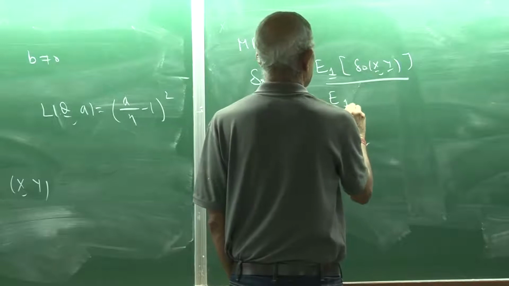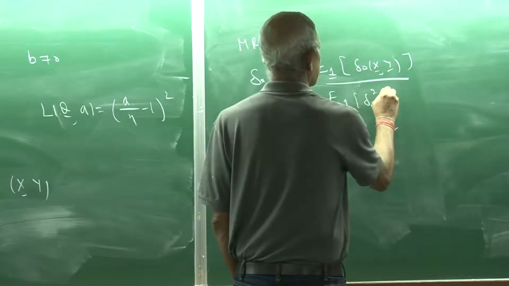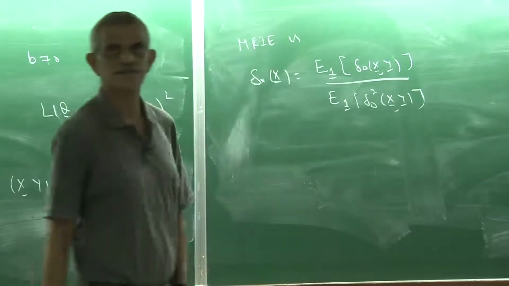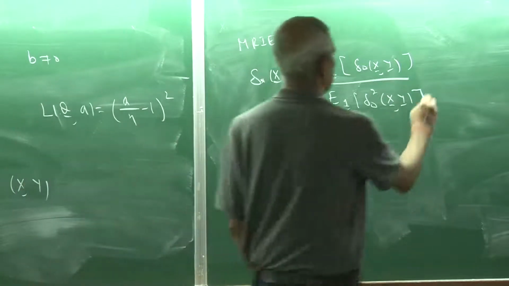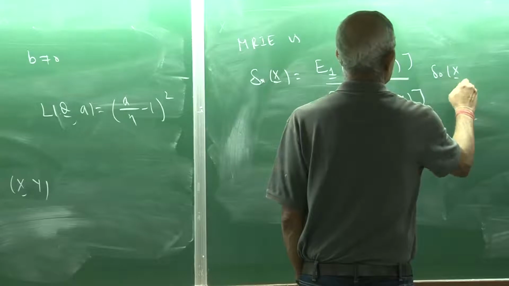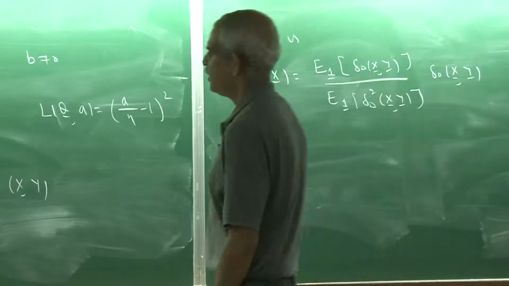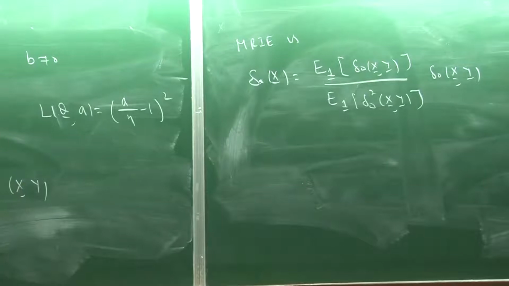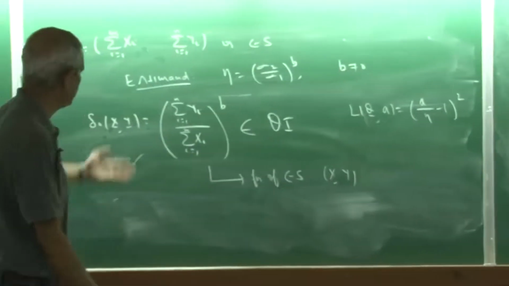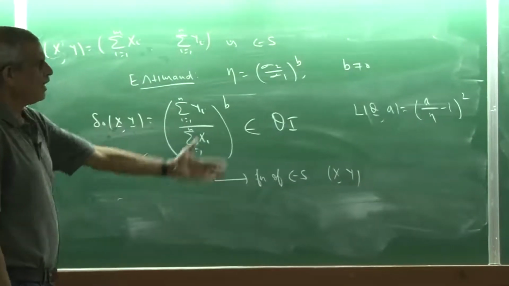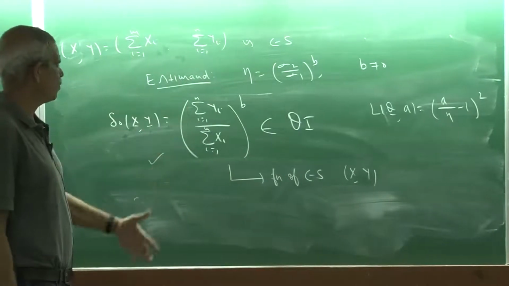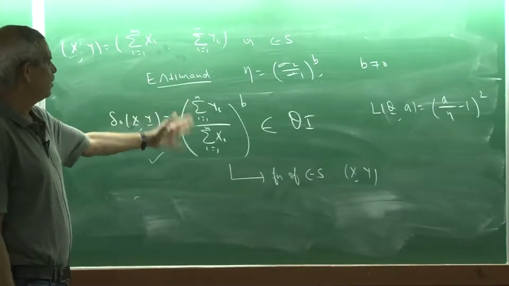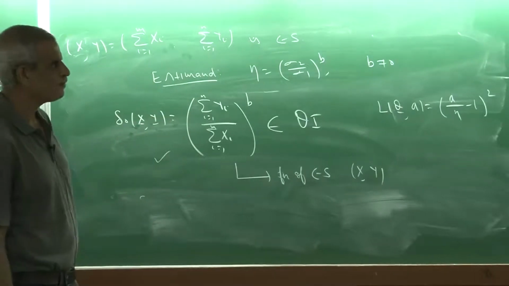E1 of delta naught square x comma y times delta naught xy. Delta naught is this quantity known to be this, so the only thing I need to find out under sigma 1 equal to 1 and sigma 2 equal to 1 is the expected value of x by y to power b.